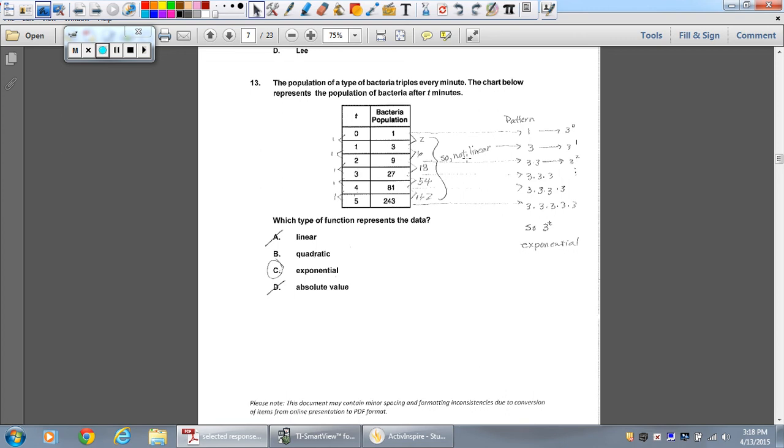And I noticed that this was 3 and this was 3 times 3, and I saw a pattern where the exponent was actually the counter. So that's why I knew it was 3 to the t, which is exponential. If it was squared, it would be quadratic, and absolute value would have the absolute value bars on it. It'd always be positive.